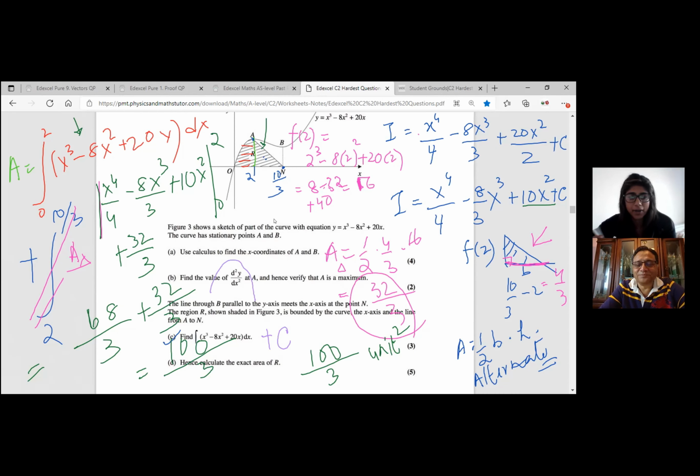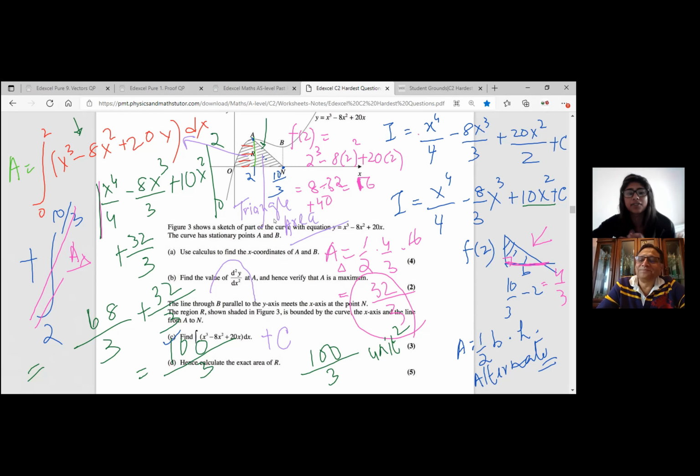And then finally part D, calculating the area of R. We saw that between 0 and 2, it's everything under the curve, so we can definitely use integration to find that area. But from 2 to 10 over 3, we saw that there was a right angle triangle. So we simply found base times height divided by 2. And to find the height, we substituted the value of 2 into the main equation and found our y coordinate for A, and then calculated.